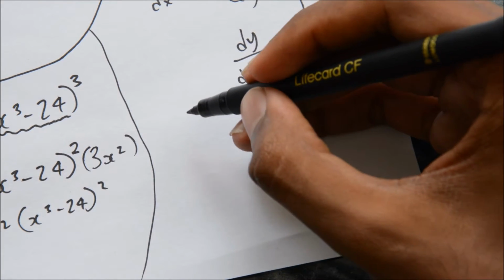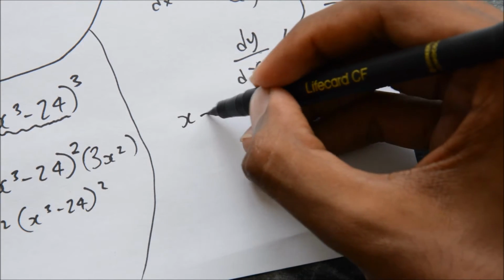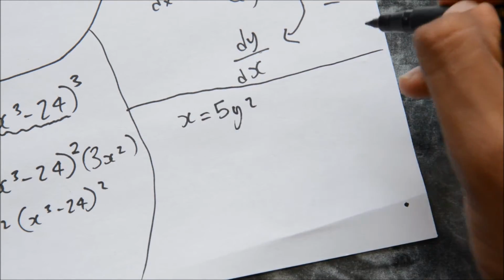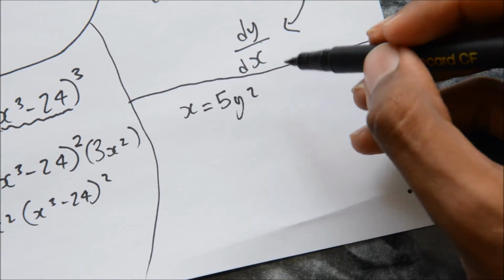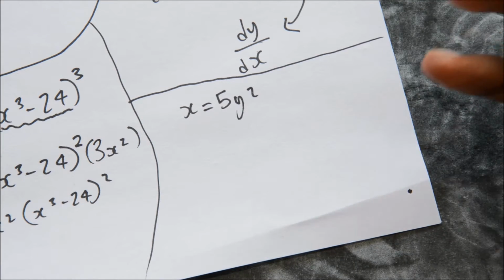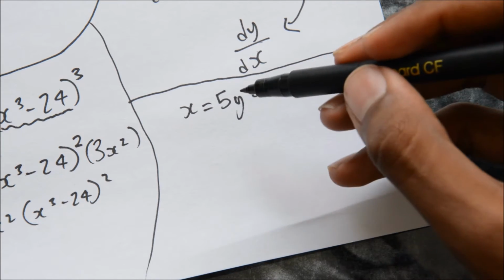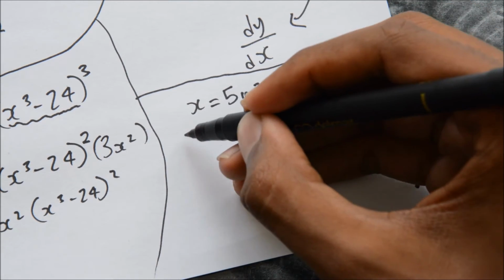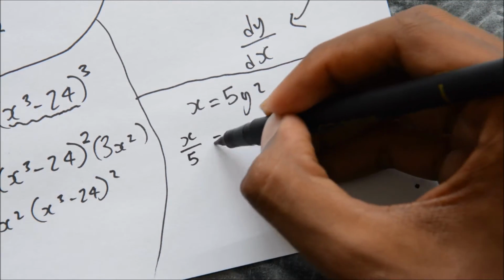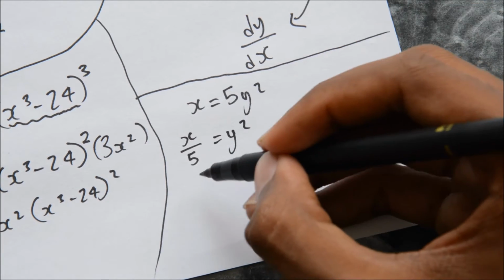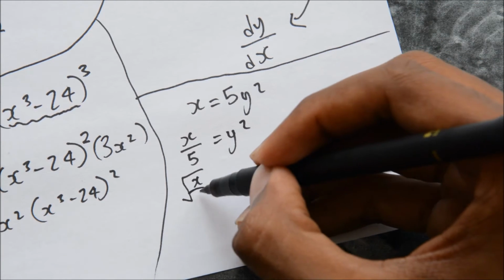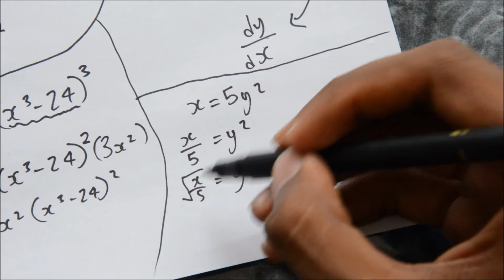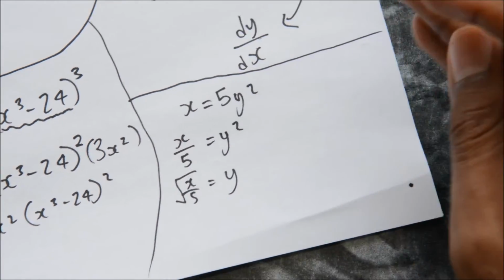So let's say you have an equation, x is equal to 5y squared. Let me just separate this here. So let's say you had the equation x is equal to 5y squared, and you wanted to differentiate this. If you were to do it in the conventional way, you'd rearrange for y. So you divide both sides by 5, you get x over 5 is equal to y squared. Then you square root both sides, so you get root x over 5 is equal to y. Then if you differentiate this, you're going to start getting x to the power of a half everywhere, and it's too messy.